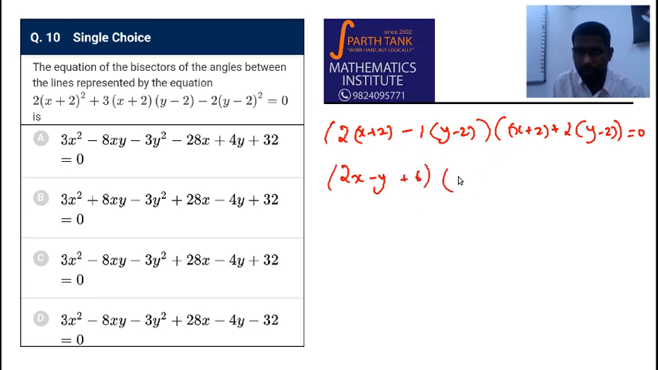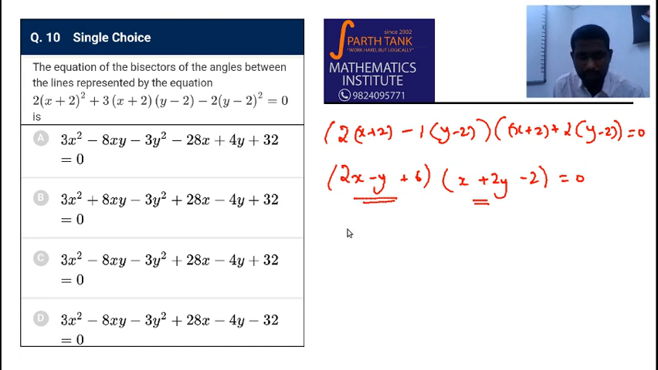And then here I have x plus 2y, and then 2 minus 4 is minus 2. So these are the two lines, 2x minus y plus 6 and x plus 2y minus 2. Both are equal to 0.